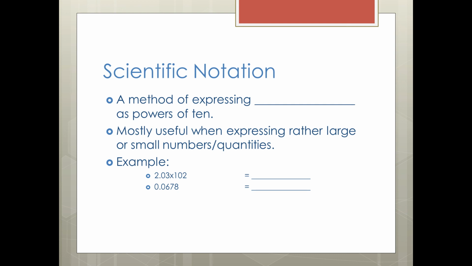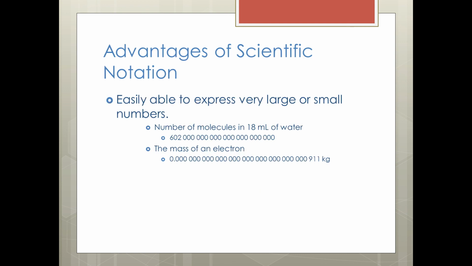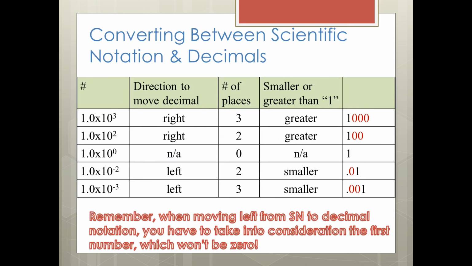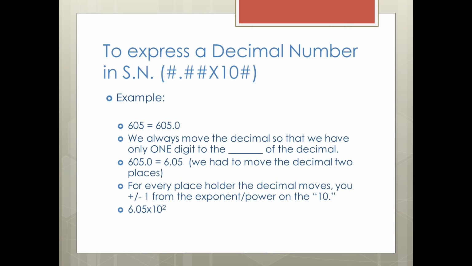We use scientific notation because it's actually shorter when we're working with large and small numbers. It takes less time than it does to actually write it out longhand. It also is much easier to multiply and divide in scientific notation. We're going to talk through that as well. Advantages: it's basically large or small numbers. Here's a couple of tables that might help you if you're really confused about the idea. They're in your notes. To express a number, here's an example I worked through. You want only one digit to the left of the decimal.